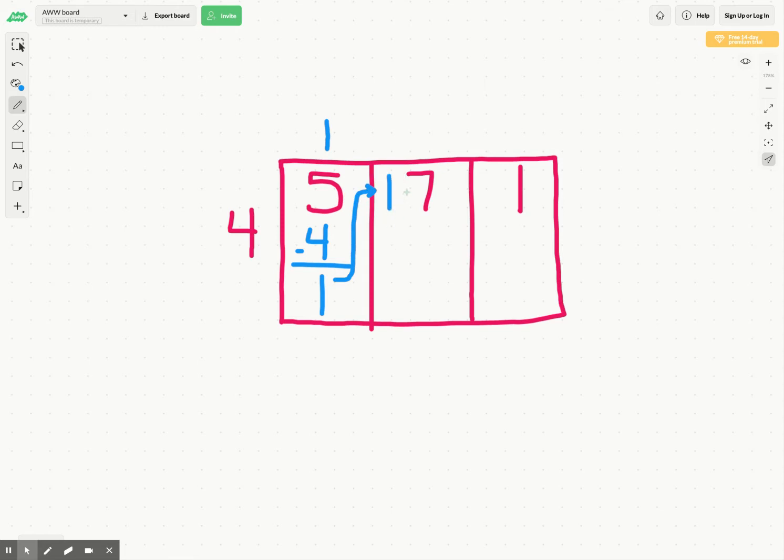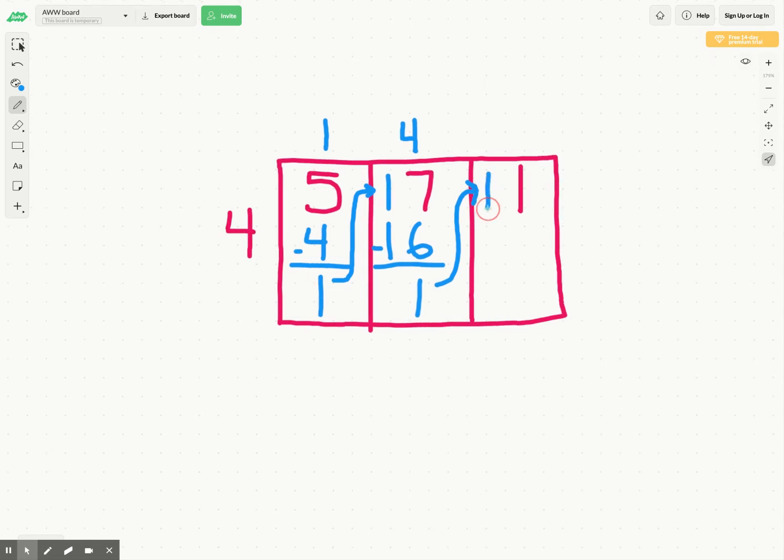Again, count by 4s. 4, 8, 12, 16, 20. We're going to have to do 4 times 4 because that's 16 because 20 was too much. Again, you have 1 left over, so we bring it up here. Now your new number is 11.